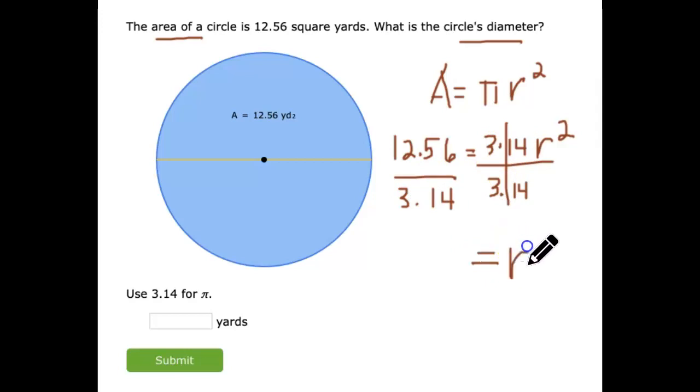We isolated r squared. That's not it, right? We still need to find what r is. So 12.56 divided by 3.14. With your magical tool, it gives us the answer of 4. This is r squared. This is not what we're looking for yet. If you know the square root of 4, then you know what r is. So we're going to find the square root of 4.